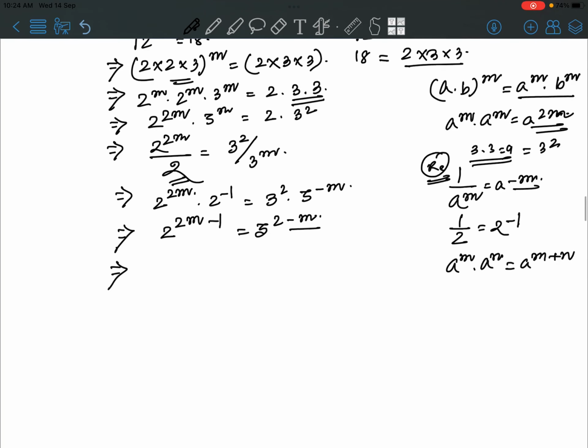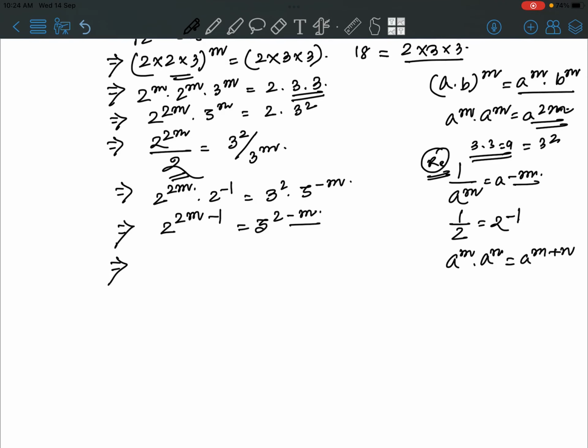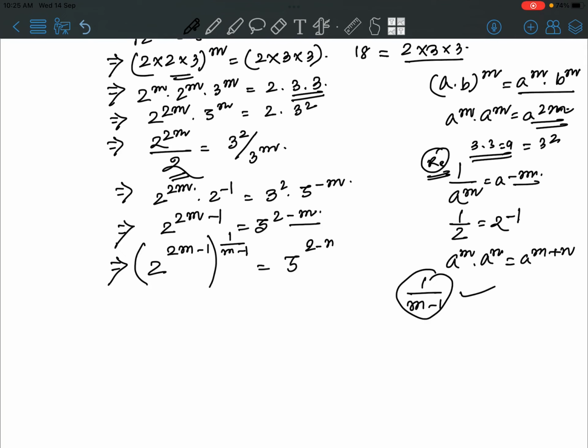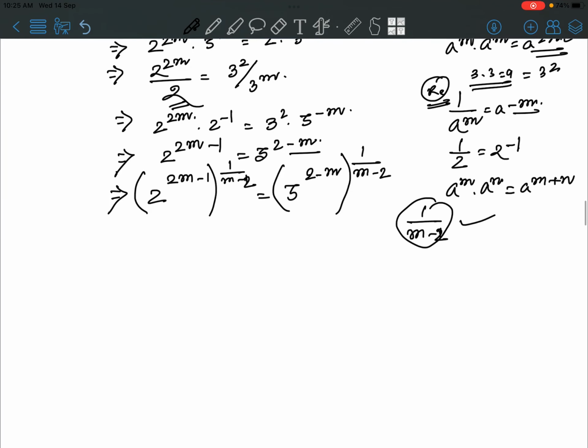Now what will we do? We will take both sides to the power 1 by (m minus 1). Now on the left side, (2 to the power (2m minus 1)) whole to the power 1 by (m minus 1). On the right side, (3 to the power (2 minus m)) whole to the power 1 by (m minus 1), not m minus 1, m minus 2. So (3 to the power (2 minus m)) whole to the power 1 by (m minus 2).